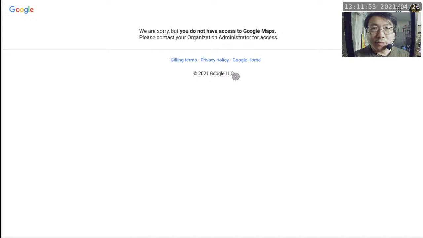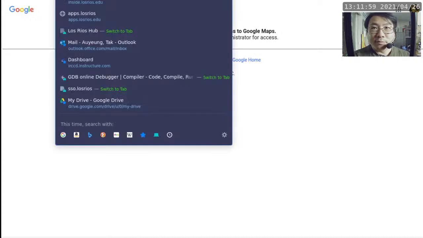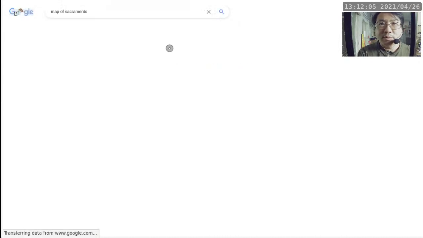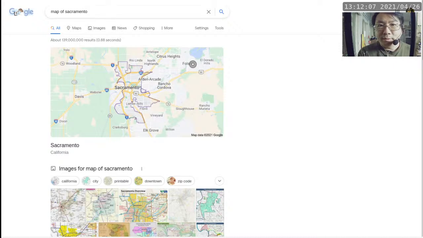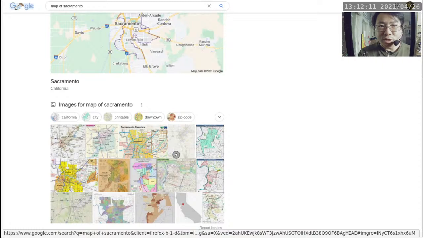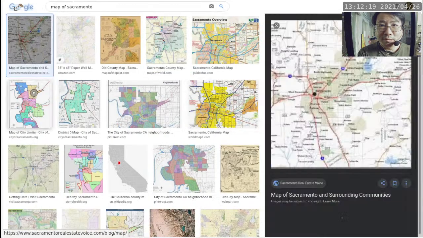Great, I don't have access to Google Maps. This is funny, right? Okay, so let's just look at the map. Map of Sacramento. Who would have thought that I would not have Google Maps access just because I signed into the Los Rios apps.losrios.edu account? That is just strange.